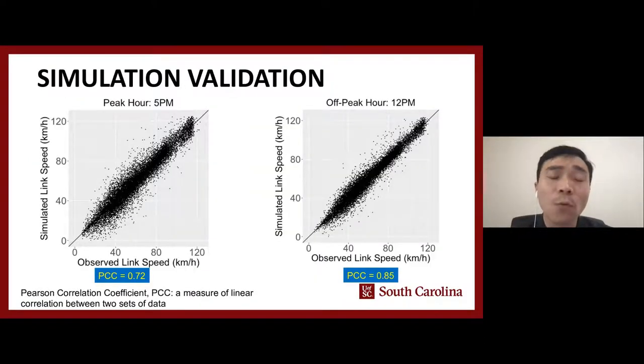Before we do the emission analysis, we validate our model against the real traffic observation. We do a scatter plot of the observed link speed, which we obtained from probe-based data from the South Carolina Department of Transportation, against our simulation. We find that the Pearson correlation coefficient is about 0.7, and I think a PCC between 0.5 and 1 is considered a good correlation. Basically, it means there is a close correlation between our simulated average link speed and the observed average link speed.